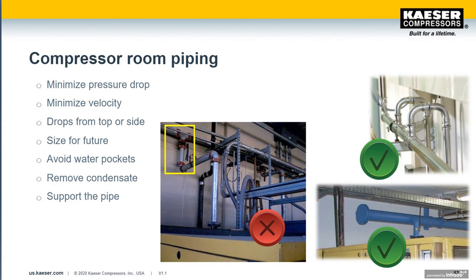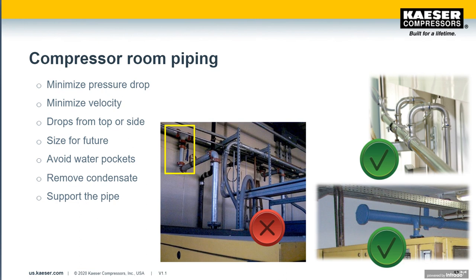So here's some tips and tricks regarding piping in general. In the compressor room, you want to maintain the lowest pressure drop possible while you're minimizing overall velocity. And that's going to go a long way to keeping your compressed air effective. High pressure drop is going to be costly. For every 2 psi increase in pressure, it's going to cost you 1% in energy. The higher the velocity in the pipe, the less effective is your air treatment, so your dryers and filters.